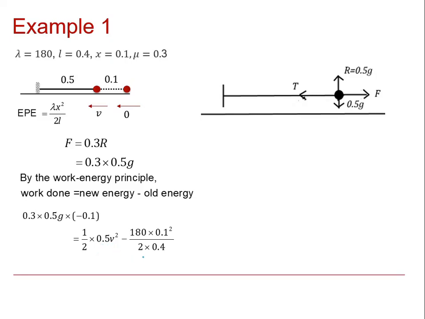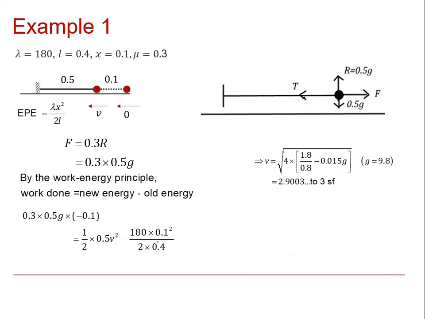And if we now work on the original energy, there's no kinetic energy because the velocity is 0, but there is the energy of the stretched string. So there's our lambda x squared over 2L. Now that equation solves the problem, because we're trying to find v. It's a matter of getting v equals out of it. So that's the result that we'll get.